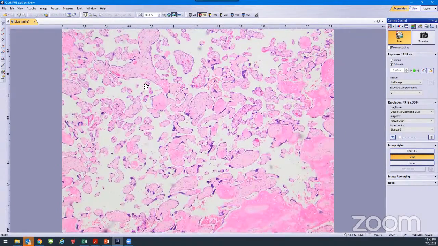And again, you start being able to pick them out fairly easily when they're this extensive. Here you can see the normally vascularized villi on the periphery, and then right next to it, you see this huge, large focus of avascular villi.